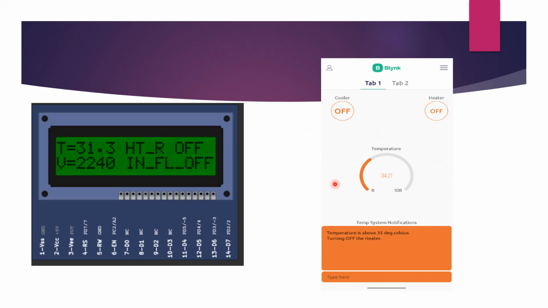This here is a tab in our mobile app, the Blynk mobile IoT app. Here is the cooler switch, here is the heater switch. The end user can simply press on the cooler or the heater switches to turn them on or off. I will be demonstrating this later on. And this here is the temperature gauge. It will be showing the real-time temperature of the room. And this here is the temperature notification system. It will show whether the temperature is above 35 degrees and the heater is turned off, and other notifications will be displayed here.